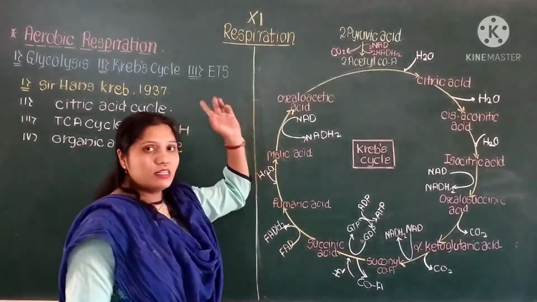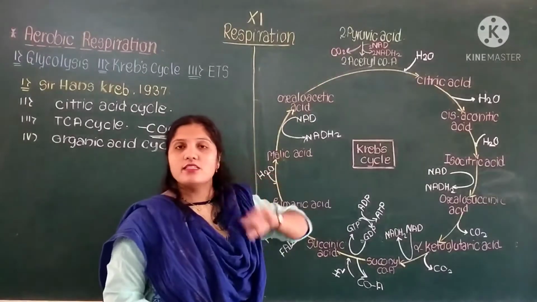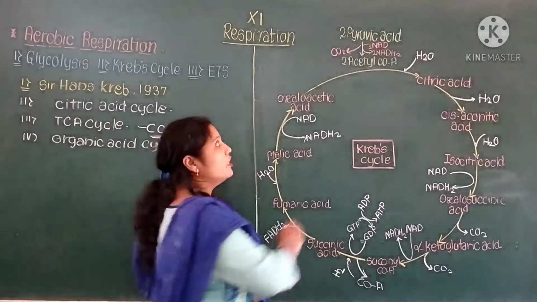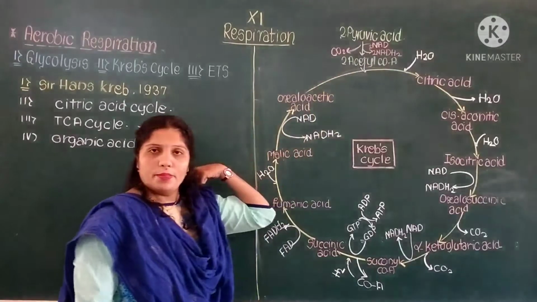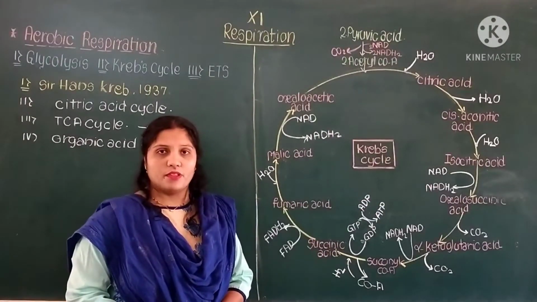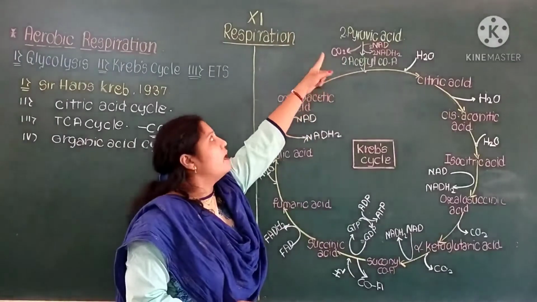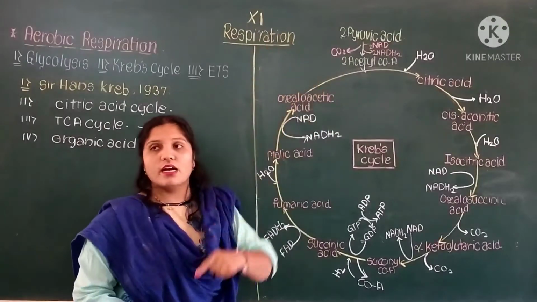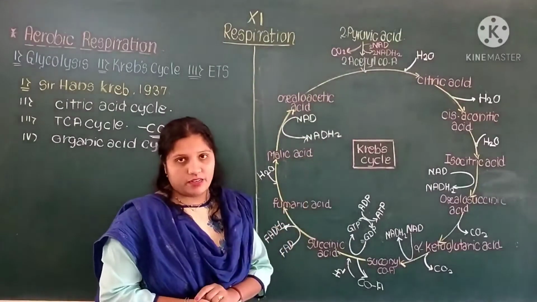Now here, in the starting only I told you that pyruvic acid cannot directly enter inside the Krebs cycle. So this pyruvic acid is converted into acetyl-CoA, and then this acetyl-CoA enters inside the Krebs cycle. This process is known as acetylation, and it is the connecting link between glycolysis and the Krebs cycle.